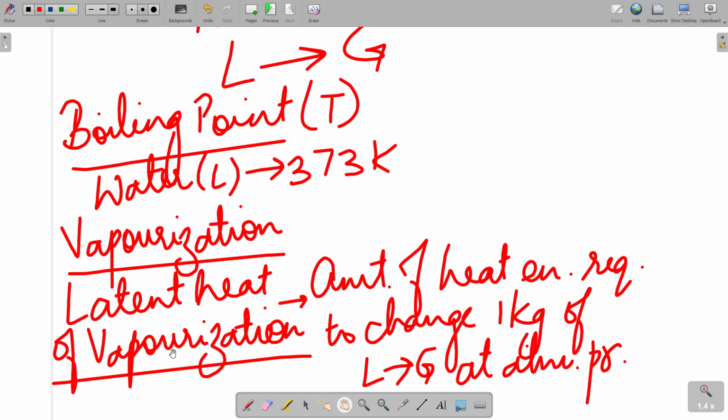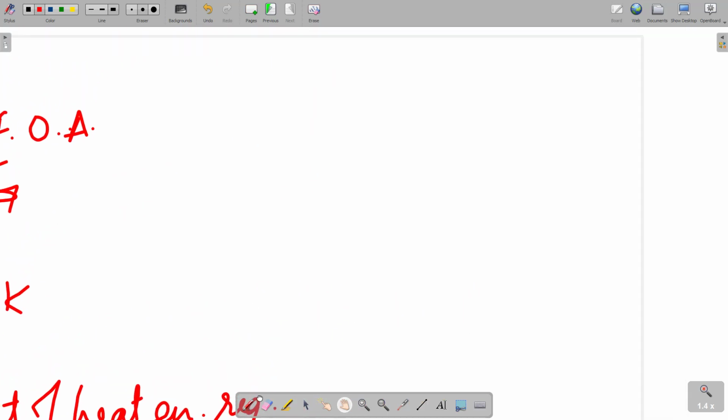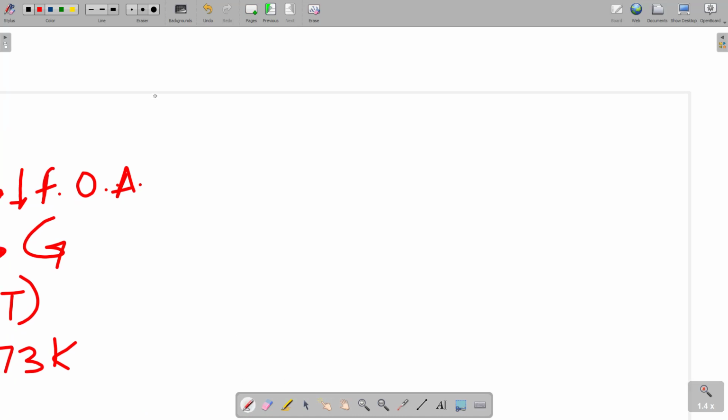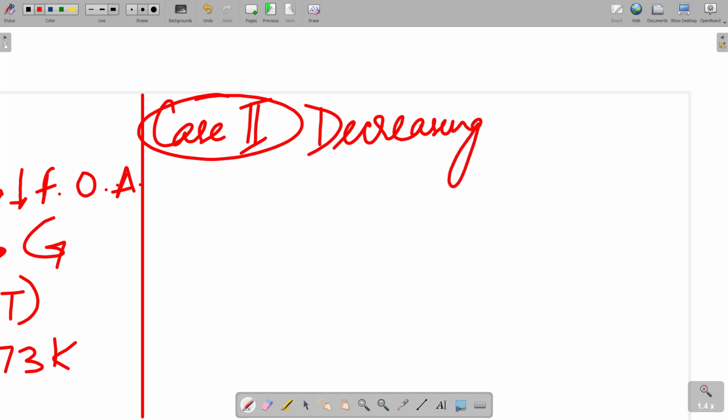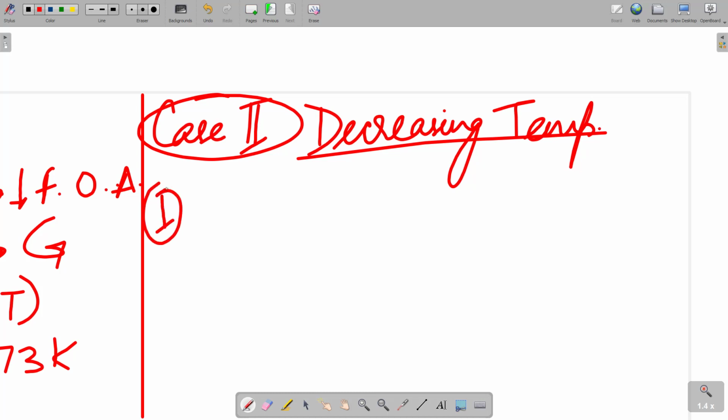Okay. Now we are on to case 2. Shift the page forward. Case 2. This is about decreasing temperature. So what happens when we decrease the temperature? Let's go the reverse way. We're going to first begin with gases.